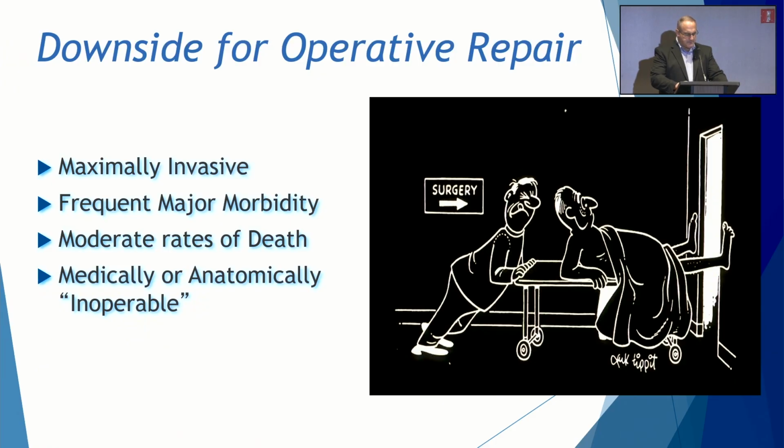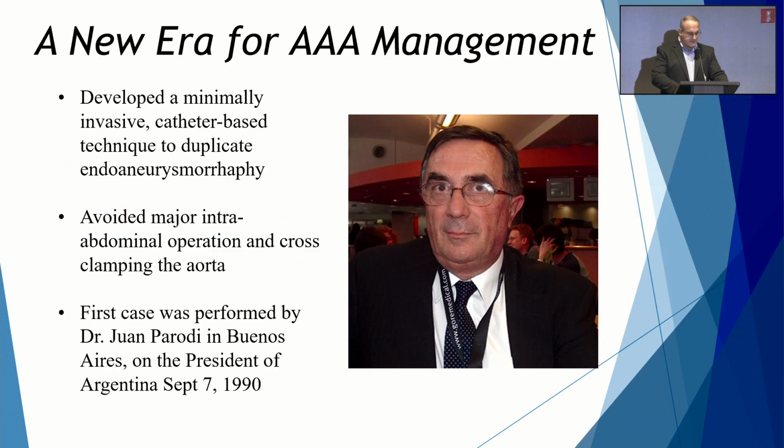Now, from about the 60s to the 80s, this became the kind of gold standard repair for aortic aneurysms. It was maximally invasive, had major morbidity frequently, moderate rates of death, and there was some issue when a patient was medically or anatomically inoperable. So this led to a new era of abdominal aortic management, and there was a development of a catheter-based technique to duplicate this aortic repair.